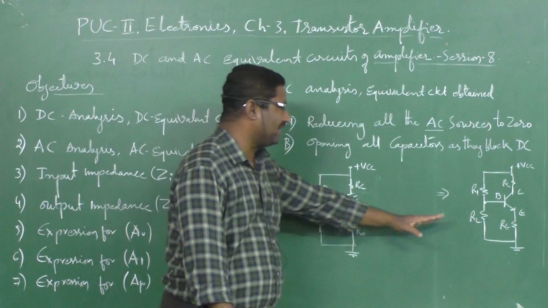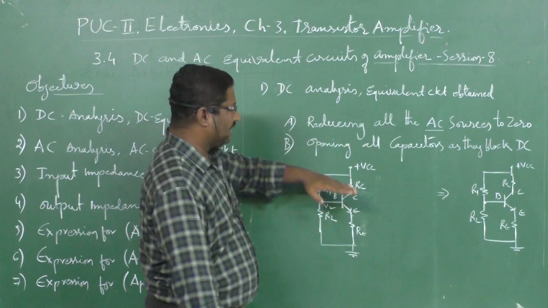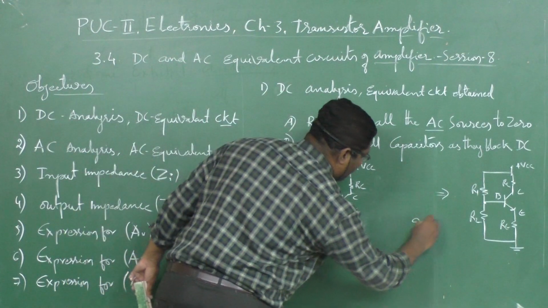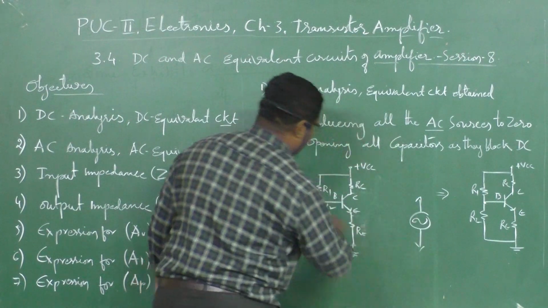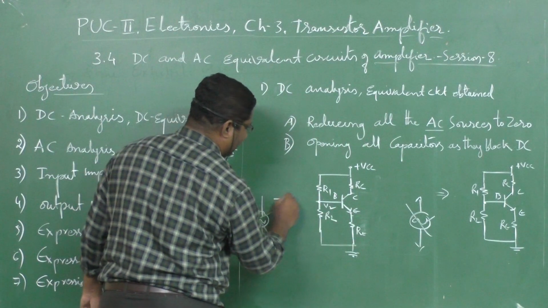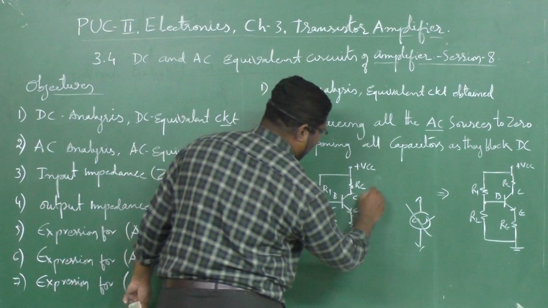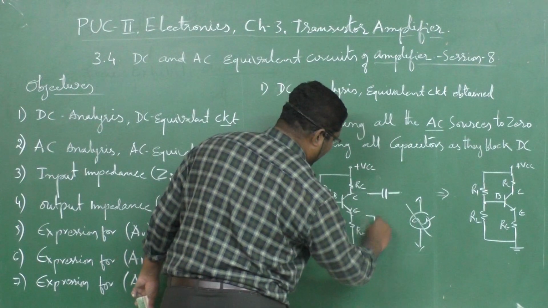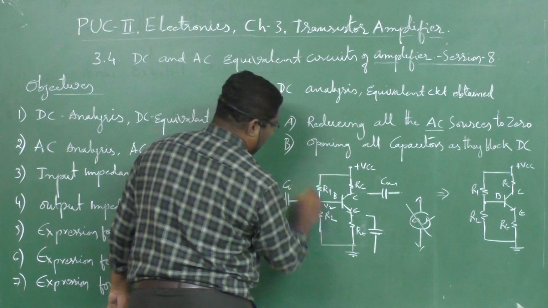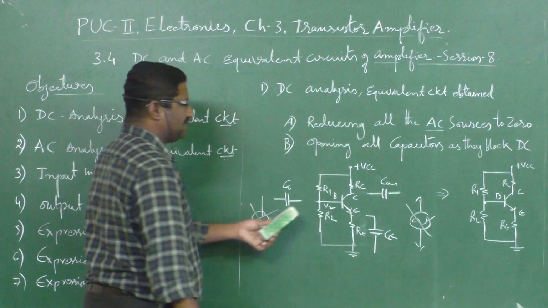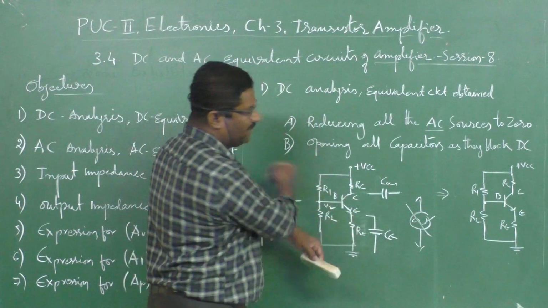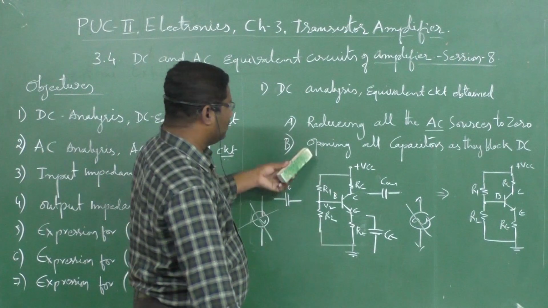So this is the DC equivalent circuit. The first condition is to reduce all AC sources. We have AC input and we have AC output. First we removed this AC source, and then the capacitors: the input capacitor, the output capacitor, and the bypass capacitor CE. So C out, C in, and CE, these capacitors we have removed. When we have removed them, it will be like this. And if I reconnect them, it will be the earlier CE amplifier circuit.